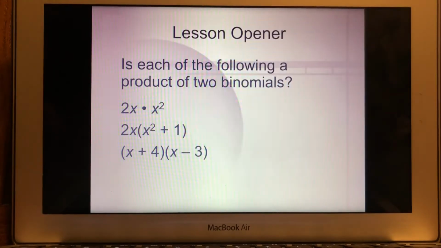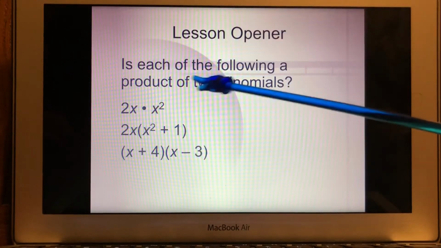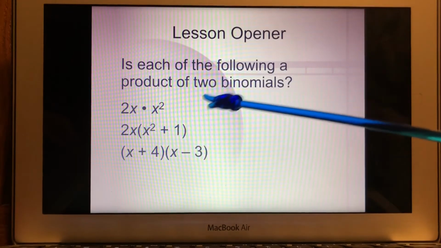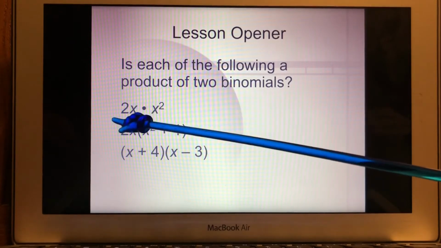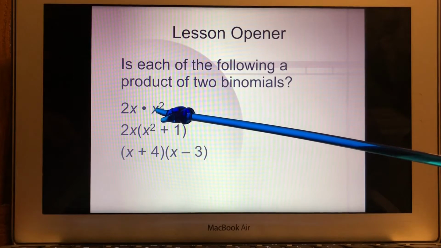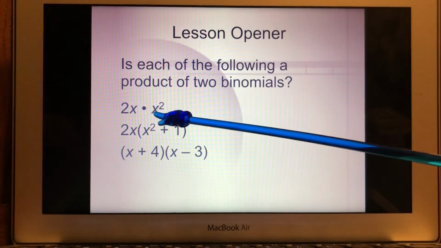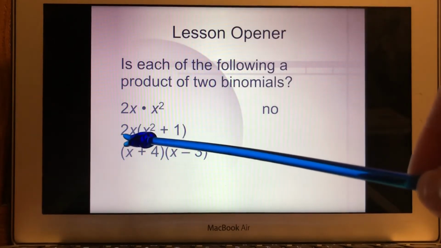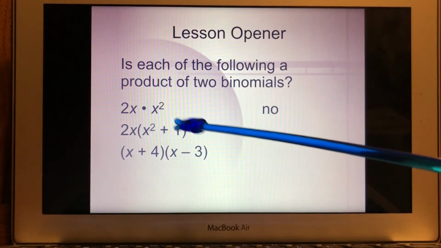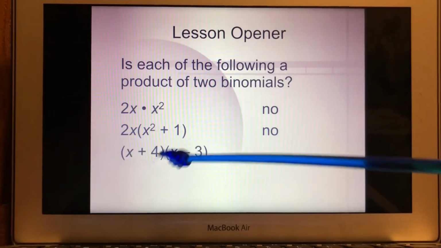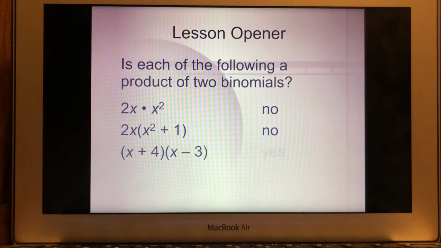First, let's take a look at some examples, just to review. Is each of the following a product of two binomials? In other words, in each of these products, are we multiplying two binomials? No, because this is a monomial and this is a monomial. No, here this is a monomial and this is a binomial. Here we have a binomial and a binomial, and yes, we do have a product of two binomials there.